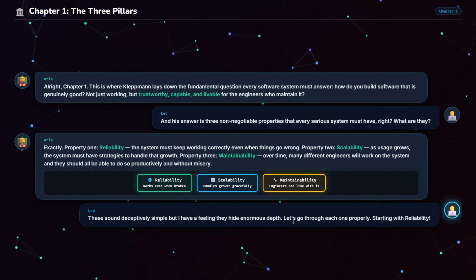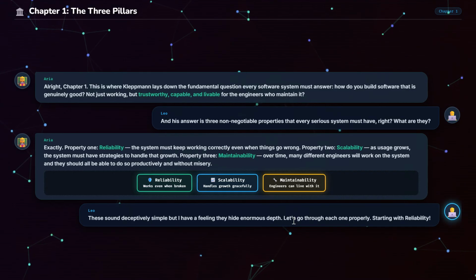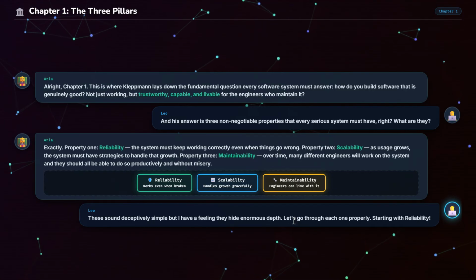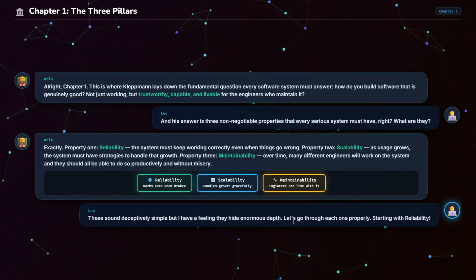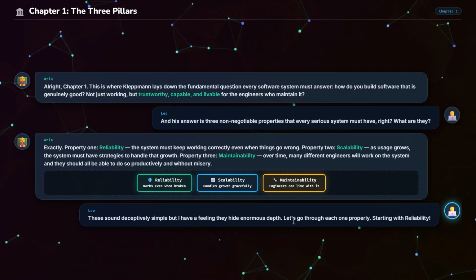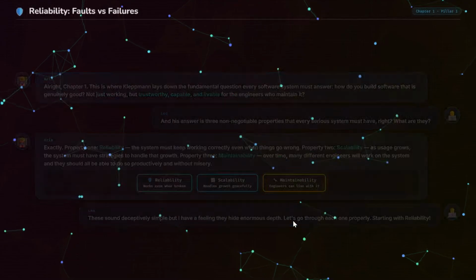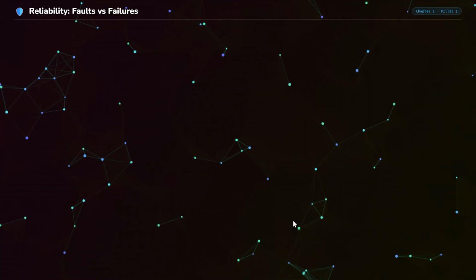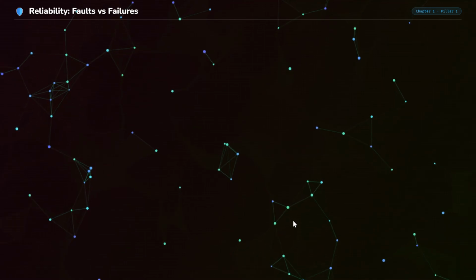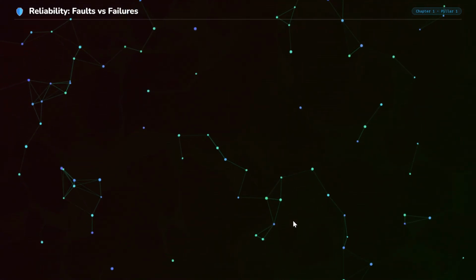These 3 properties sound almost common sense when you say them out loud. But I have a feeling they are hiding enormous depth and subtlety. Let's go through each one seriously. Starting with reliability. Pillar 1. Reliability. But first, 2 words that everyone confuses. Fault versus failure.